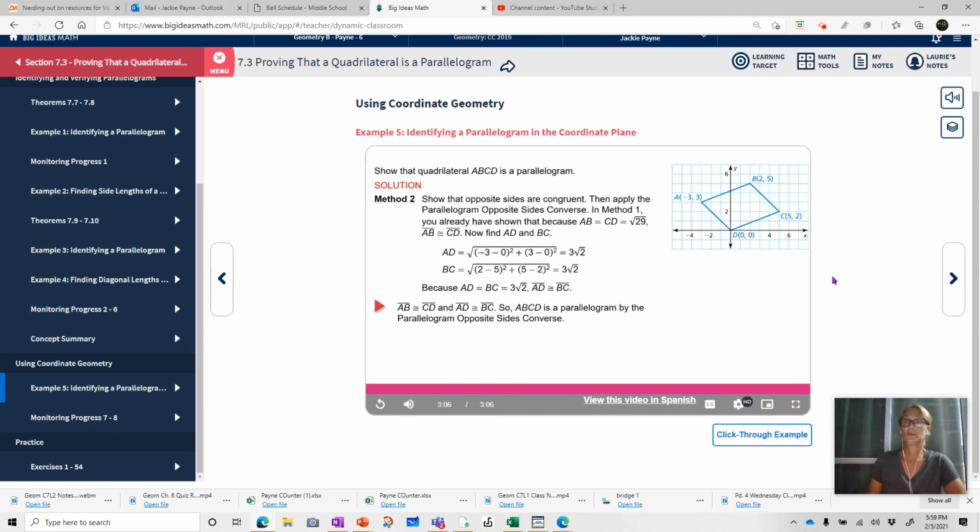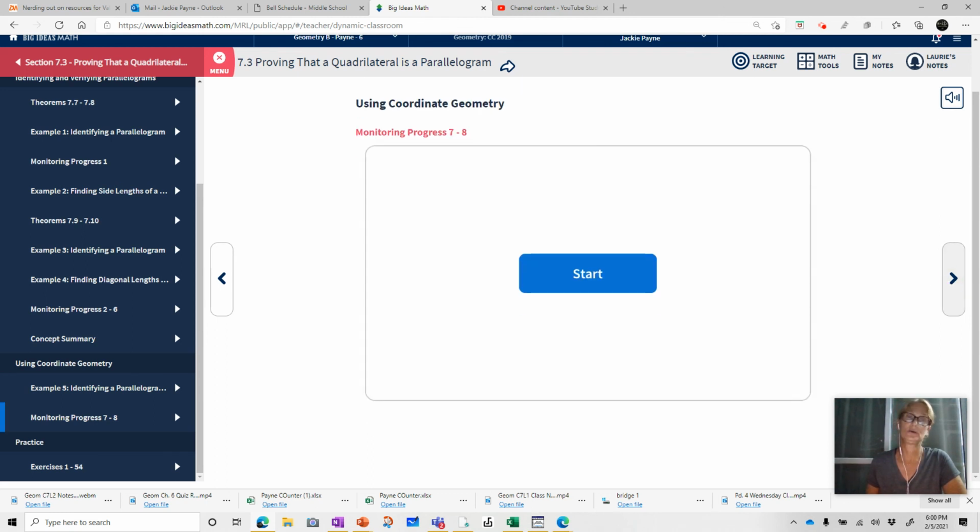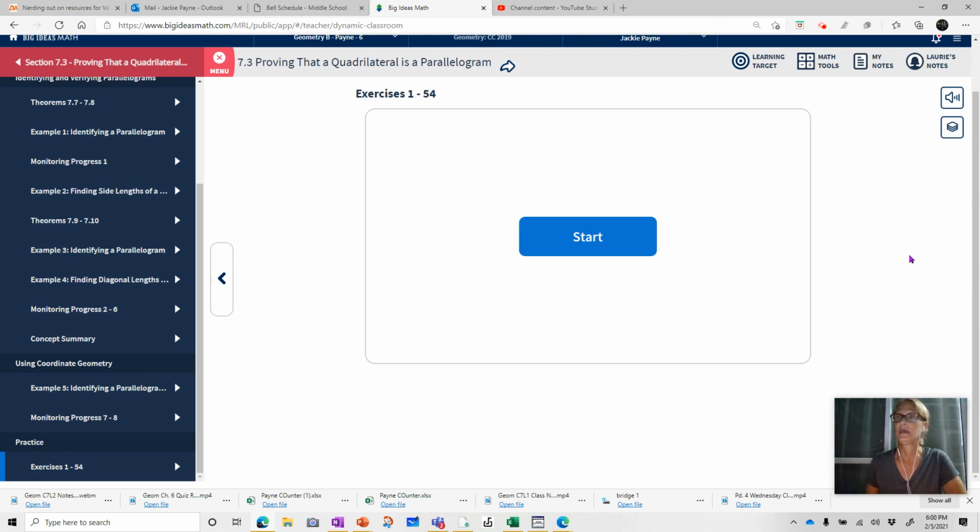So hopefully you followed. There's 2 different ways to do it, and with 5 different ways to prove that it's a parallelogram, you might do it differently than I might do it. It's just one way to do it with coordinate geometry. This is just some practice problems, and here we go.